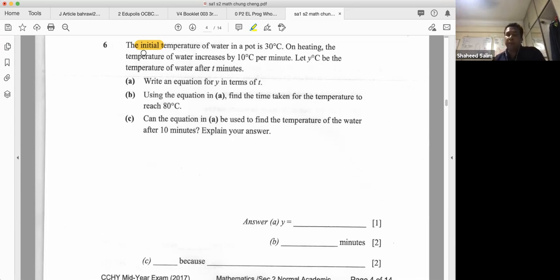Remember, there's a limit. What is the limit? The limit is 100 degrees. So I think you can put like that. Maximum, it can be 100 degrees. Right? So after that, it's a change of state.